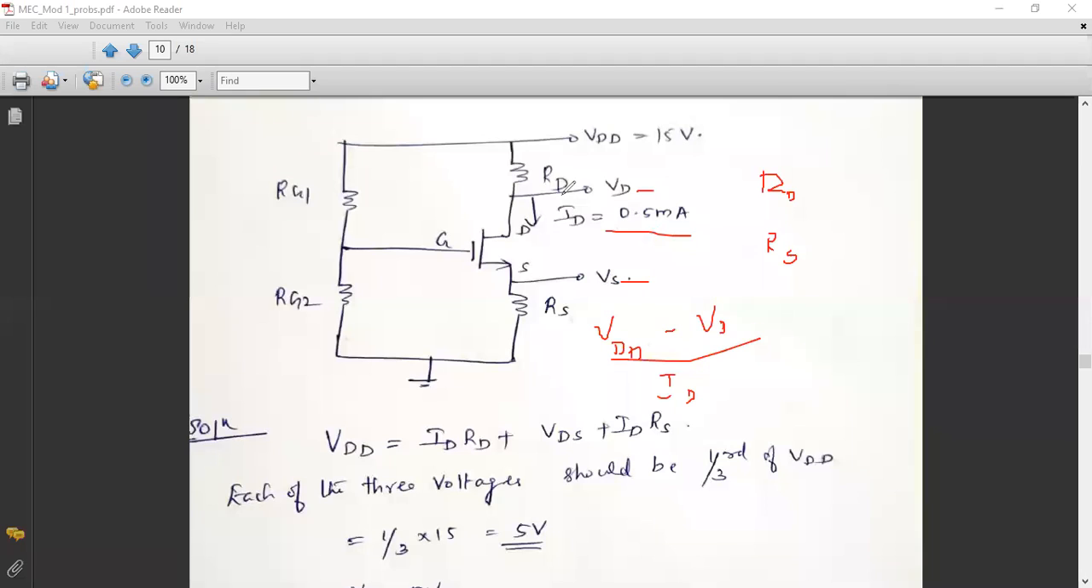VDD minus VD divided by ID. That is 15 minus VD, which is 5, divided by ID, which is 0.5 milliamps. So from this you will get RD. So RD is 10 kilo ohms. Similarly, find RS. Find the answer for RS.